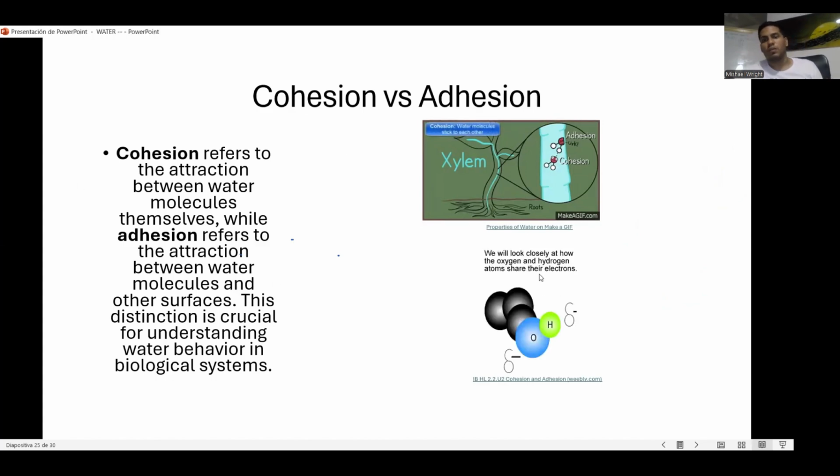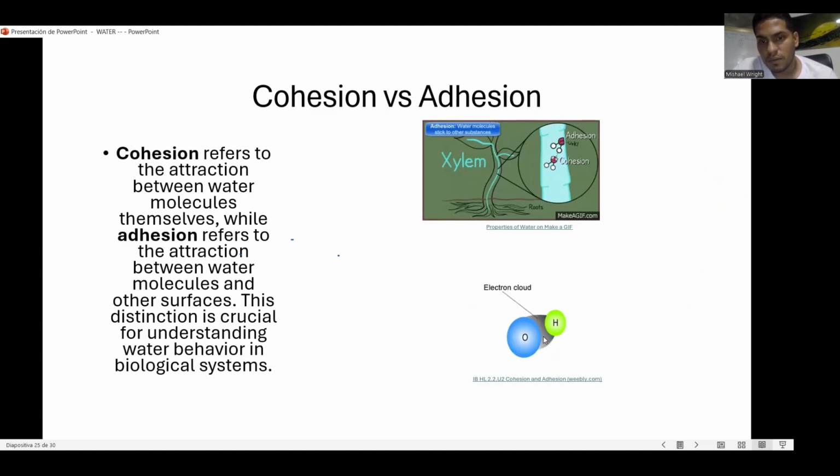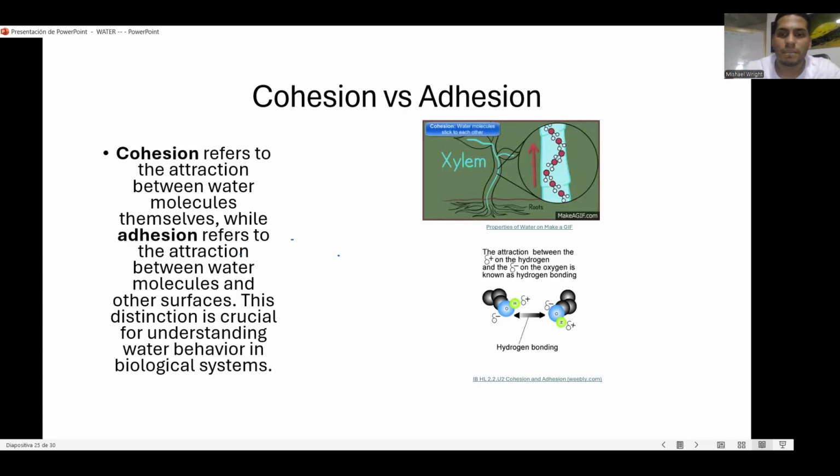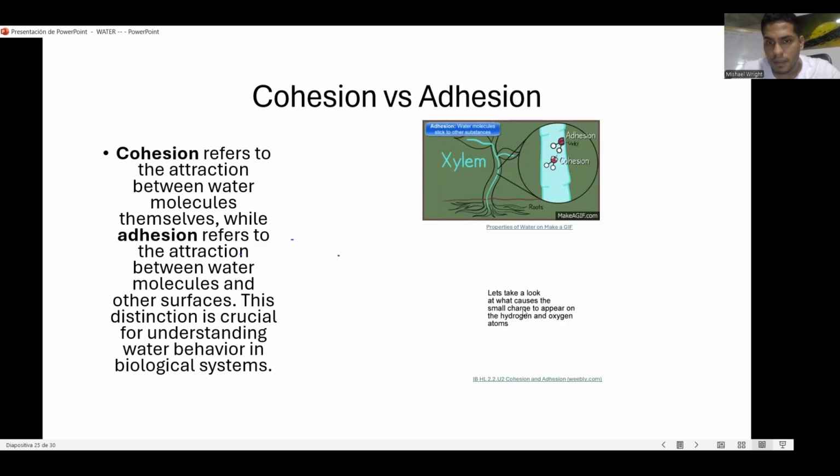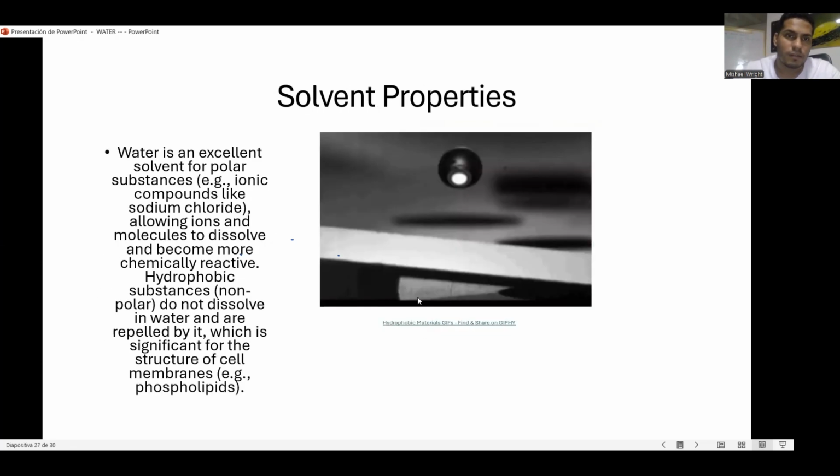Okay, so we'll look closely at how the oxygen and hydrogen atoms share the electrons. This is the electron cloud that is produced between these two atoms, and the bonding electrons are not shared evenly between the hydrogen and oxygen atoms, right? Oxygen attracts the electrons a little more strongly because of its electronegativity, and this uneven sharing causes small charges to develop, negative and positive. And the attraction between the partially charged atoms is basically what happens in this case, okay?